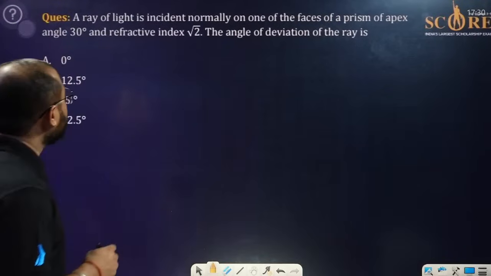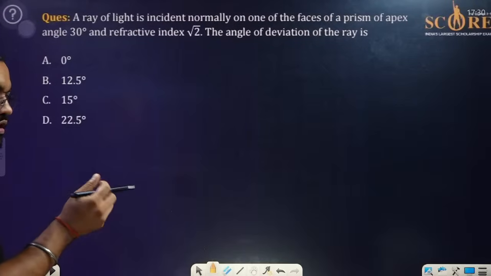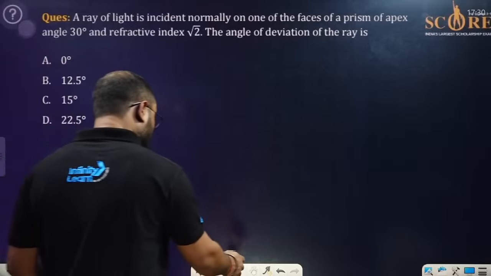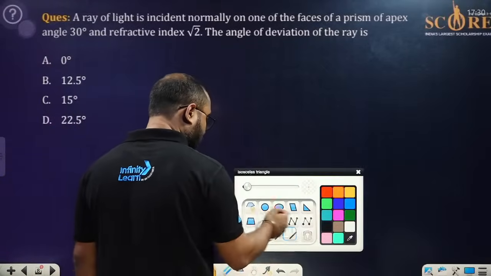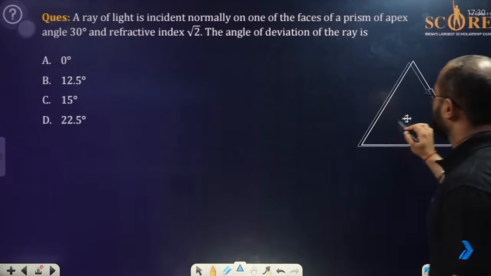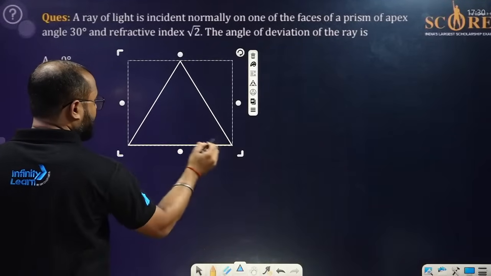So the question says a ray of light is incident normally, means perpendicular with respect to the normal, on one of the faces of the prism of apex. Apex means the top angle, that is 30 degree, and the refractive index is √2. The angle of deviation is what? So when we talk about the prism, let us draw the prism first. So this is the prism, everyone. Let me draw it over here because I have to solve over there.